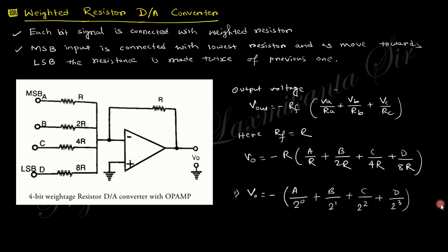Finally you obtain this output expression. I think you can derive this output expression if you know about op amp circuits. If there is any problem getting this output formula, you can ask in the comment box. So just put in this value, with Rf equal to R, and Ra, Rb, Rc like that. There are 4 resistors, so you will obtain the output voltage expression like that.